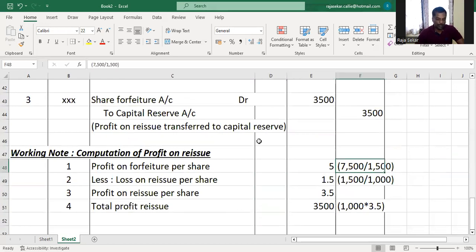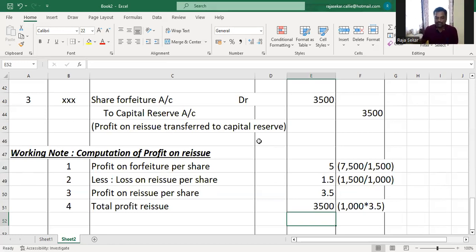We find the profit on forfeiture per share. We know that we credited 7,500 to share forfeiture account during forfeiture of 1,500 shares. So the profit on forfeiture per share is 7,500 divided by 1,500, which is 5 rupees per share. The loss on reissue per share is 1,500 divided by the 1,000 shares reissued, which is 1.5. So the profit on reissue per share is 3.5, and the total profit on reissue is 3,500, that is 1,000 shares reissued multiplied by the profit on reissue per share. My dear children, once you understand these two working notes clearly, it is very easy to solve this problem. I'll fetch you 3 marks in no time.